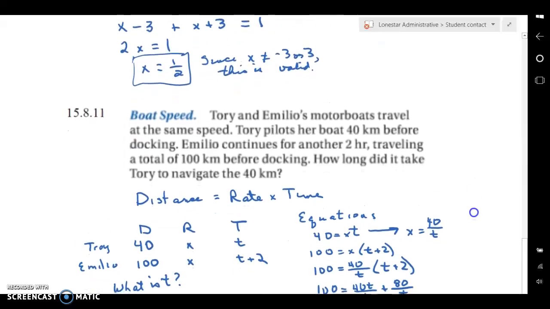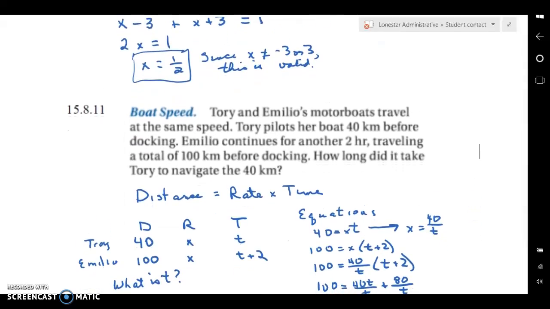Okay, we use the formula distance equals rate times time and set up a chart. Distance, rate, and time. What do we know? I put Troy, but it's Tori. Let's write Tori and Emilio. We know that Tori went 40 kilometers and Emilio went 100 kilometers, so that takes care of the distance. We don't know the rate yet, and we're not asked for it, but we don't know it, so we're going to put x for rate.